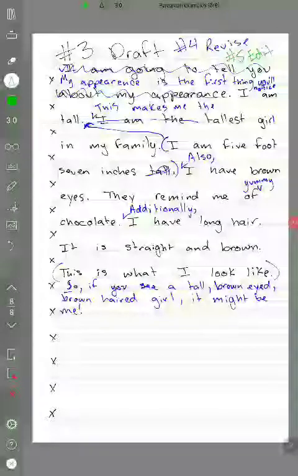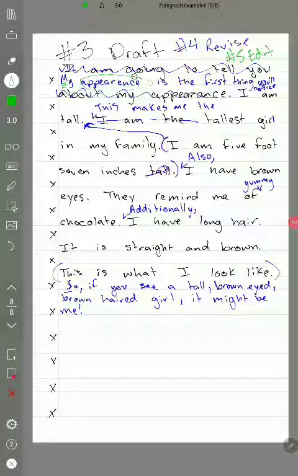My appearance, capital M, I got my M capitalized, I did good there. Appearance, I might need to check my spelling here. The first thing you'll notice. And I'll make sure to put a period at the end. I am 5'7". And I got rid of this word tall because I just said I am tall. This makes me the tallest girl in my family. Good. I have my periods. Period. Good. I don't want to forget. I'm going to put my period here. Just get rid of this one.